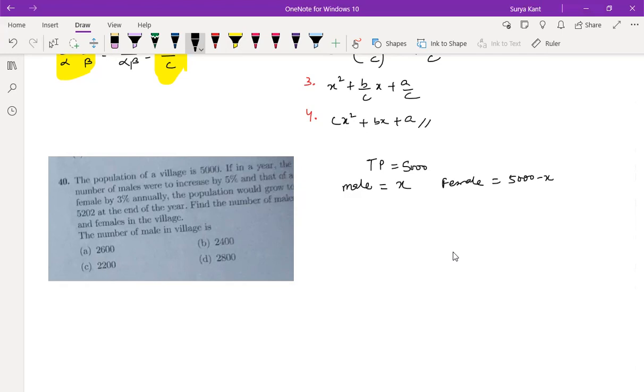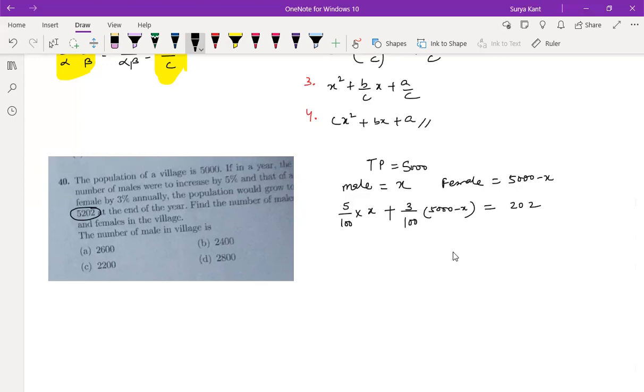Now, if in a year the number of males is increased by 5%, so 5% of X, and 3% of what? 5,000 minus X. This should be equal to how much? See, 202 got increased, no? So you can write here 202. Understood what I've written? The increased part of male and the increased part of female is nothing but 202.